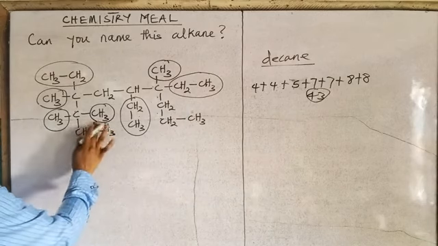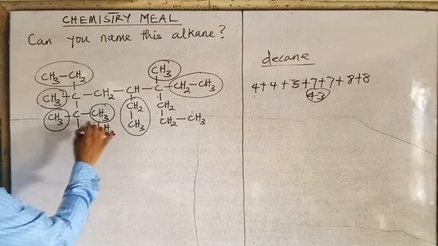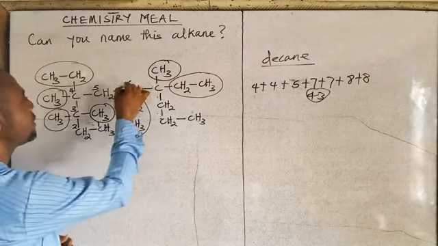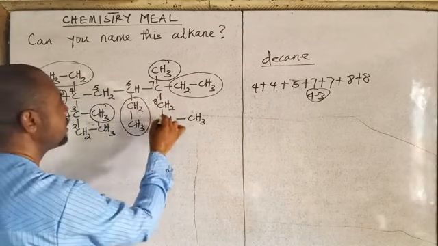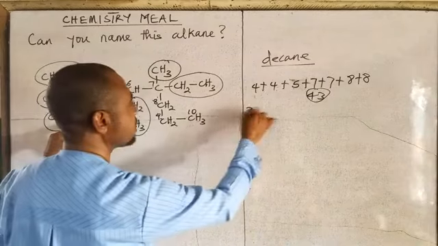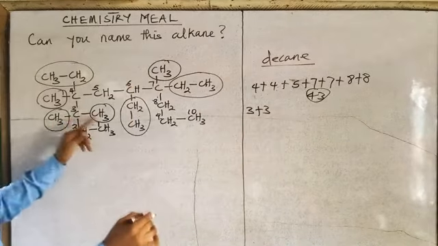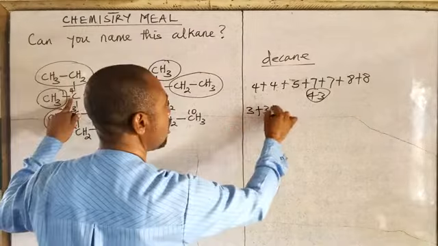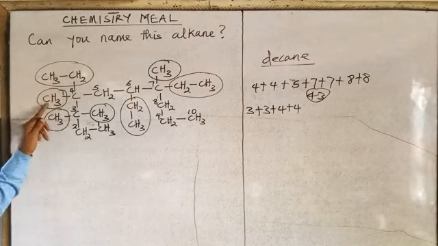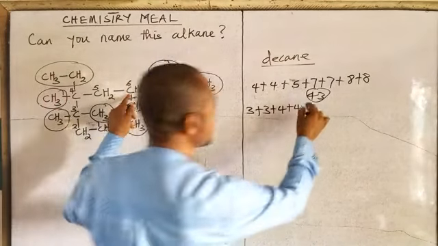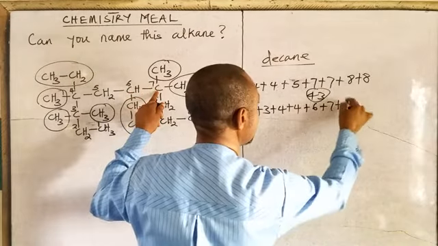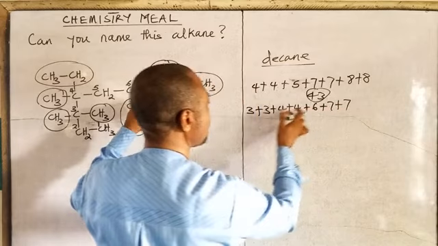So we have 1, the first carbon here, 2, position 3, position 4, 5, 6, 7, 8, 9, and 10. Now let's check the positions. We have positions 3 and 3 for this and this. We have position 4 and 4, right, for this substituent group and this substituent group. Then we have position 6, okay? Then we have position what? 7 and 7. I think it's complete. 1, 2, 3, 4, 5, 6, 7.